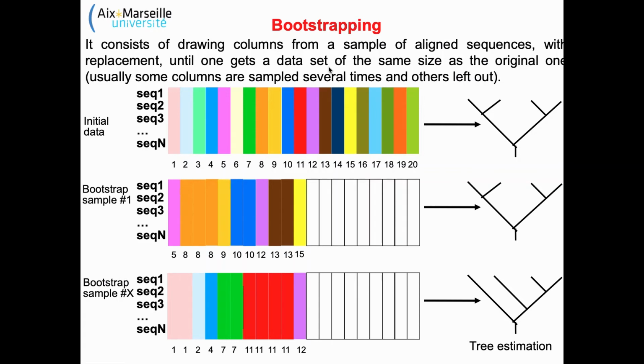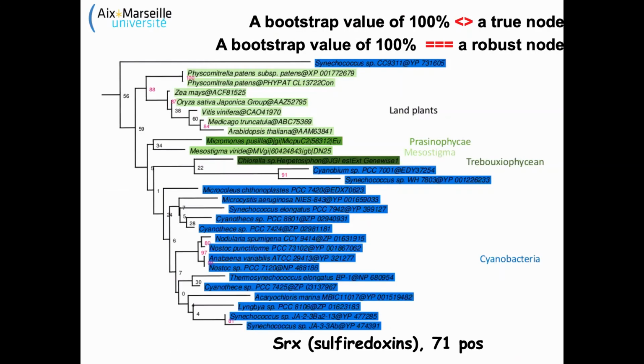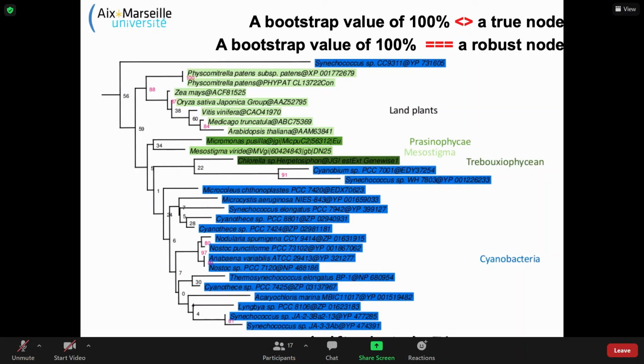So the role of the bootstrap is to tell you whether each node of the tree is statistically consistent or not. If it's over 50, it means it's consistent. If it's less than 50%, of course, it means it's not really consistent. Okay? And then this is an example.